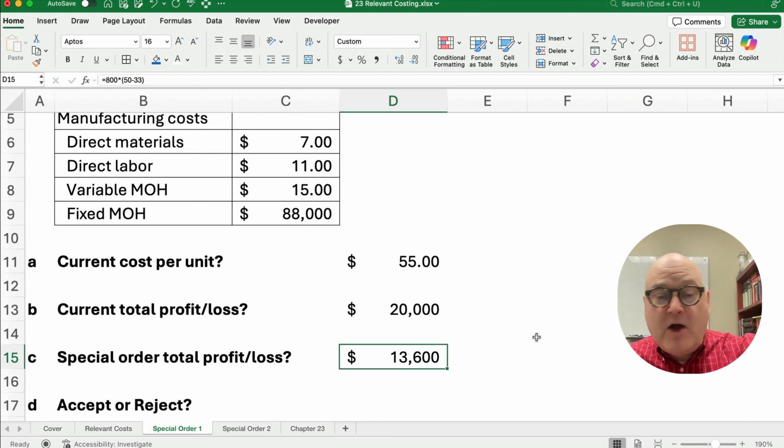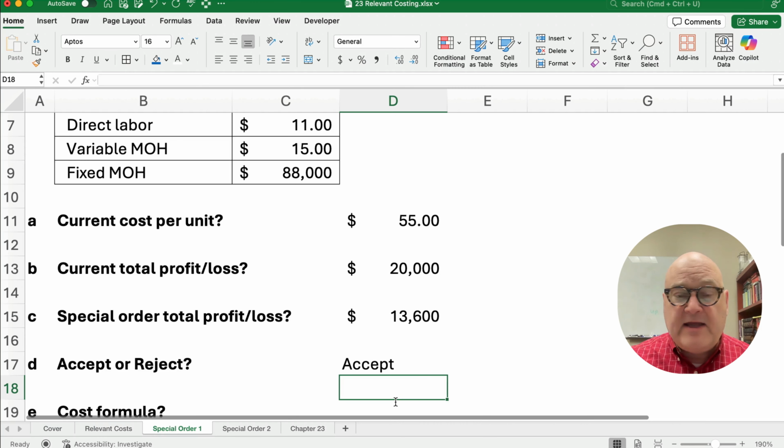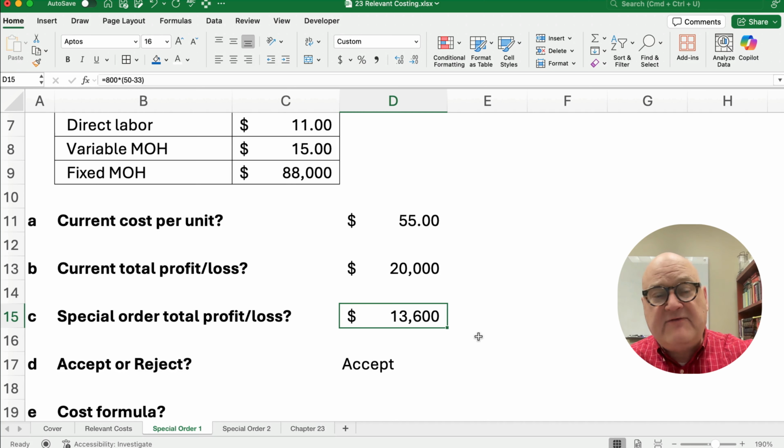If you said no, you reject it. In fact, we should accept, right? If you say no, we reject it, you're giving up a possible profit of $13,600. You don't want to do that.